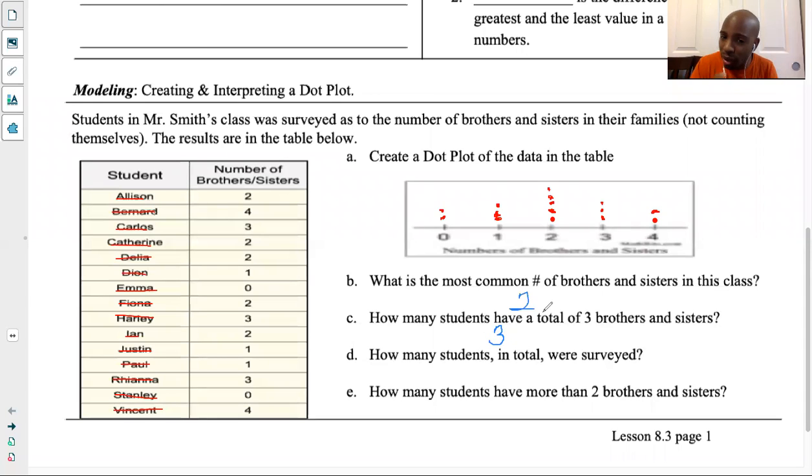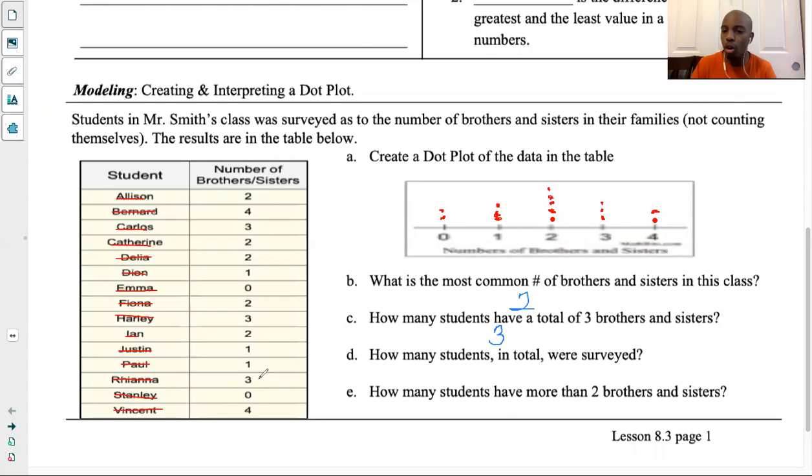However, how many students now have 3 brothers and sisters? There are 3 students that have 3 brothers and sisters. And if you go through them, you'll be able to look at them. Okay, Carlos, Harley, and Rihanna. It's not asking you what are the students, because keep in mind, if it said what students have 3 brothers and sisters, then you would say those 3 people, but it's just saying how many students. So keep that in mind.